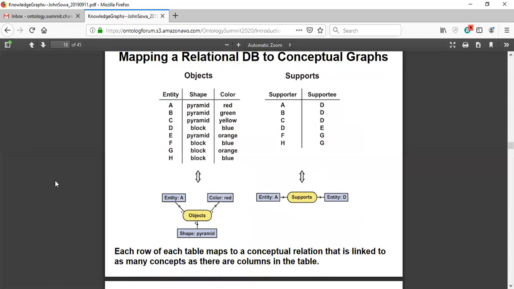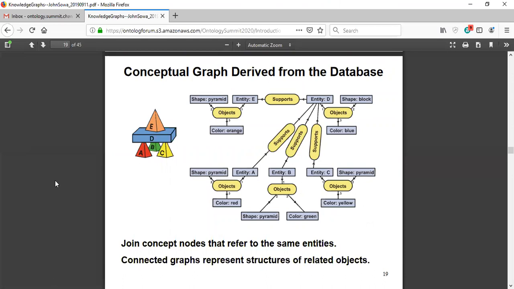In the supports relation, each row of that can be mapped to a little graph that says, form entity A supports entity B. Now, what you can do is to assemble all those little graphs and put them together on the common nodes, and you derive a conceptual graph that's different from the conceptual graph for the original one. So on slide 19, this shows the conceptual graph derived from the database.